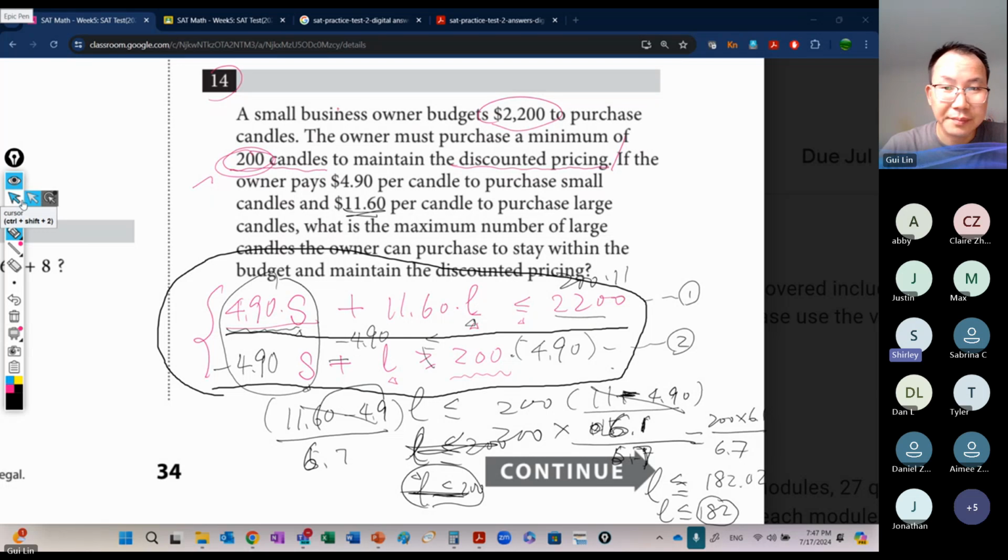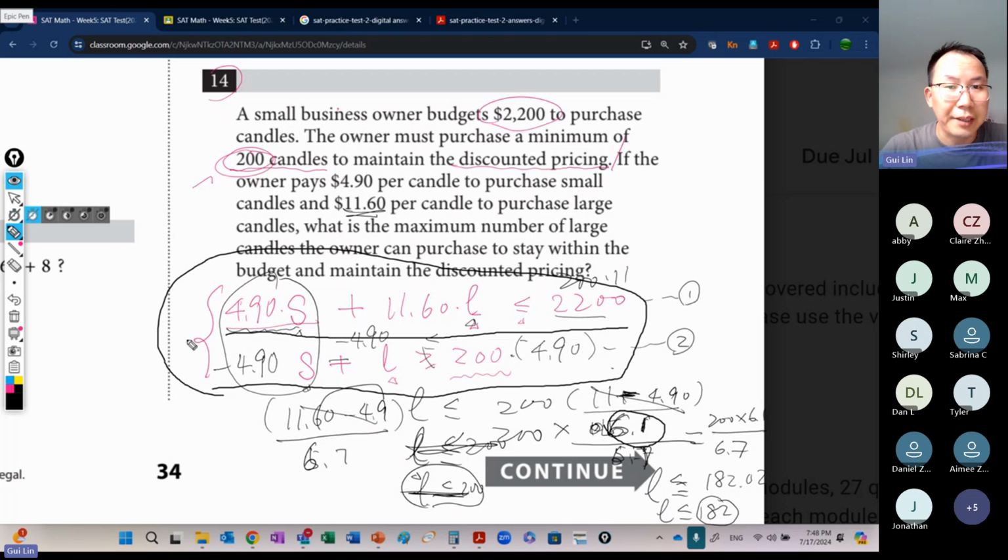I have a question. Yep. So my question is, how did you get 6.1 in the part where it says 200 times 6.1 divided by 6.7? How did you get 6.1? Okay, so 6.1 comes from 11 minus 4.9, right? So here is 6.1. And it's a very good question.